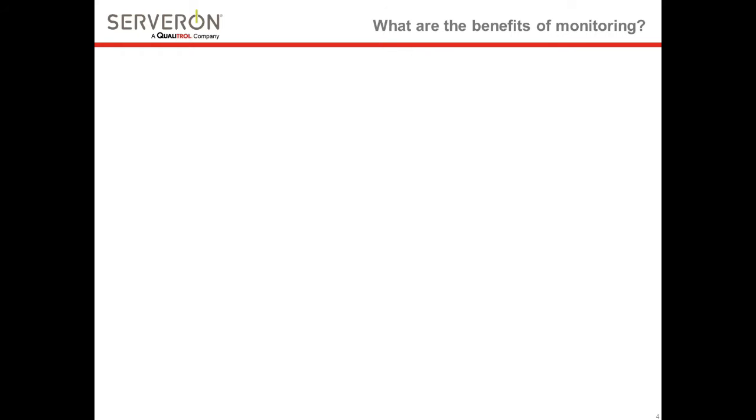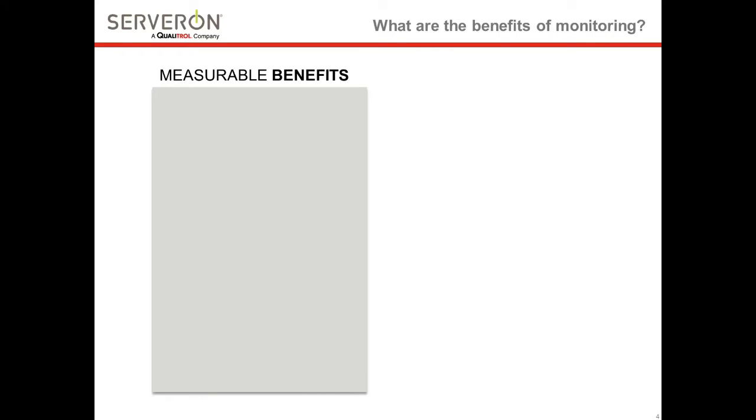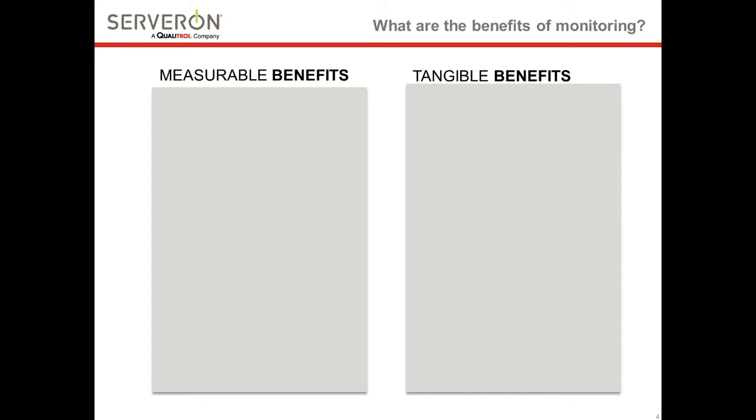So now that we have a basic equation for the cost of monitoring, we should look at the benefits of monitoring. There are two types of benefits: measurable benefits and tangible benefits. Those are benefits that you definitely know are there, but are a little bit more difficult to quantify.